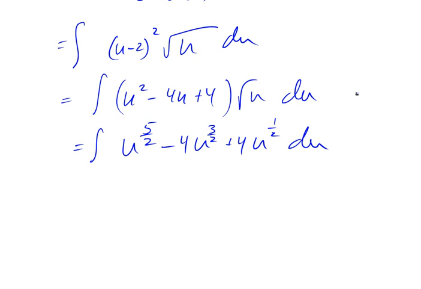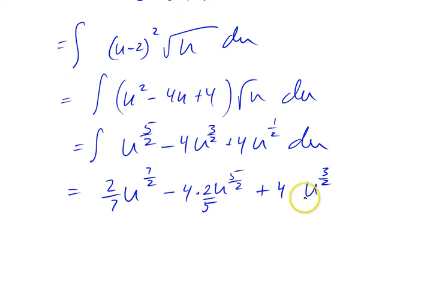Now I've got it written as a power function anyway, and this is a u to the, add 1 to this, that would be 7/2, and then divide by 7/2, so that's multiplying by 2/7, minus 4 times, this is u to the 5/2, multiply by 2/5, because I'm dividing by 5/2, and then plus 4, I've got u to the 3/2, divide by 3/2, so multiply by 2/3. This is plus c.